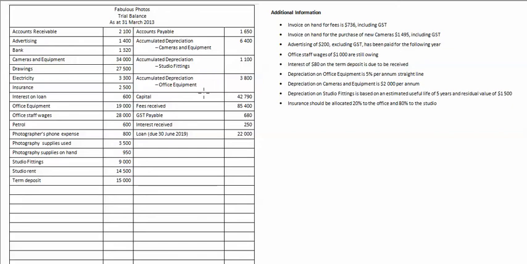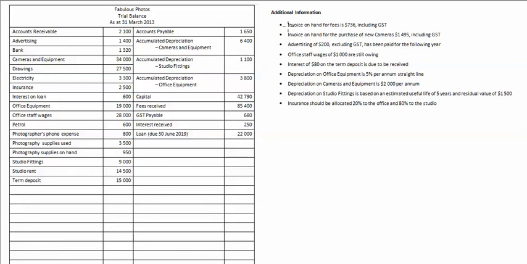Hi guys, I'm going to run through the preparation of the financial statements for Fabulous Photos, which was the task that you were set during the exam just before the holidays. The reason is to show you how I do it, and hopefully to help you in the process of doing this in your practices, and also leading up to the final exam later in November.